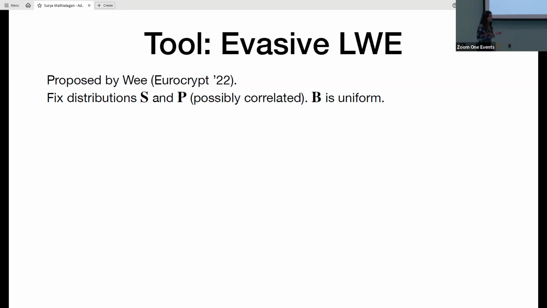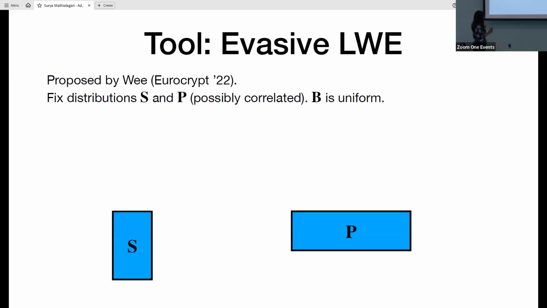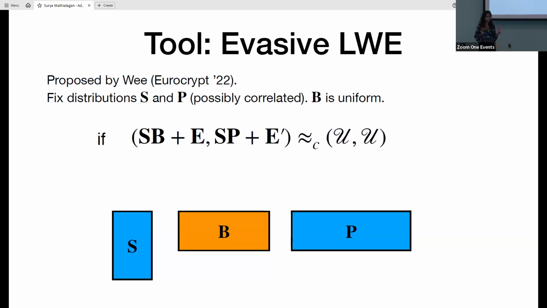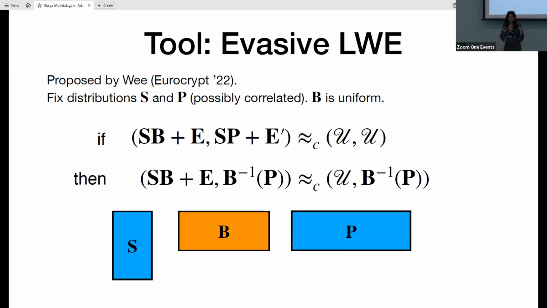So what is this thing? This is an assumption proposed by Hotek. This is kind of what it looks like. First fix distributions S and P, and these are going to be possibly correlated. So S is a distribution over tall matrices, P is a distribution over wide matrices. And we're also going to have another matrix B, which is uniform and independent of S and P. Suppose we're able to prove that SB plus Gaussian noise and SP plus Gaussian noise looks pseudo-random.